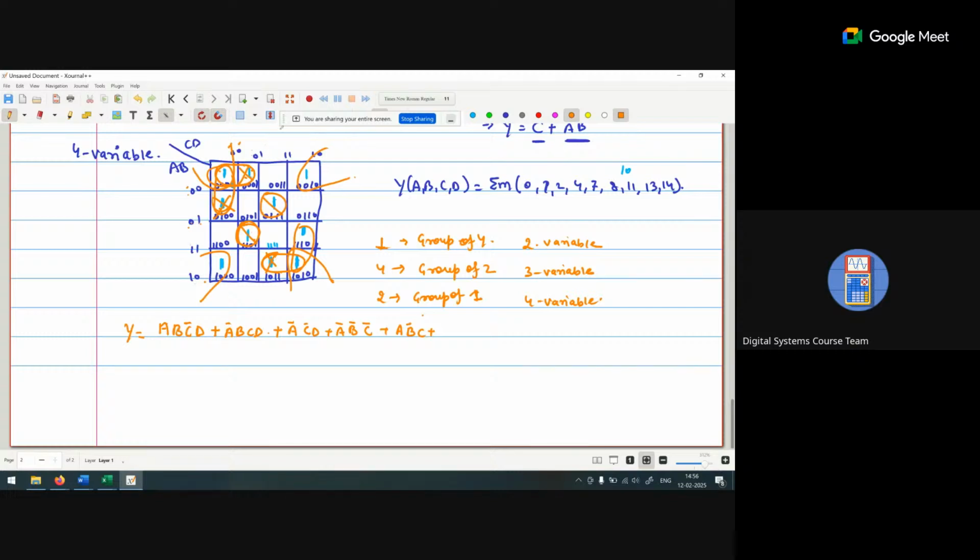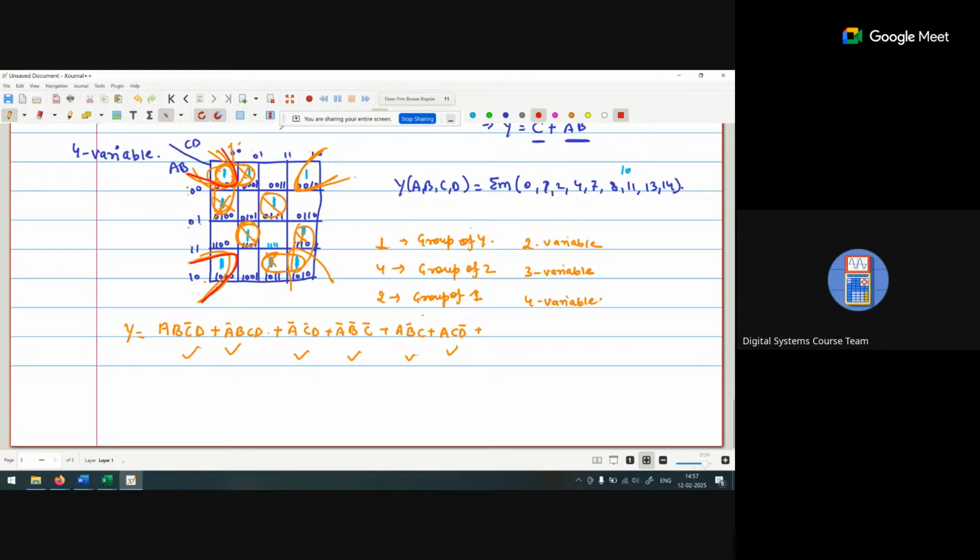Now for this group, A is constant, C is constant, and D is constant. Okay. So group of these two, group of 1 min term, group of 2 min terms, and the last remaining is the group of 4. So now group of 4. So this one and this. So how do we check which variable is constant and which variable is not?